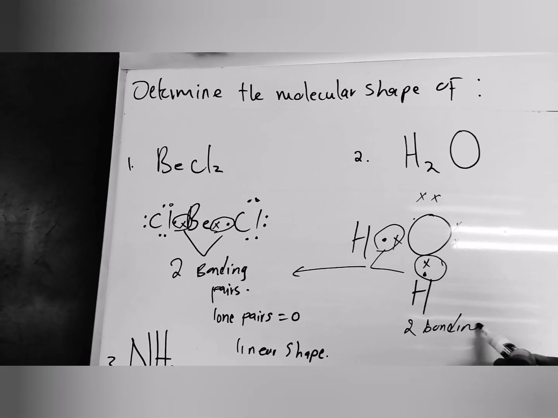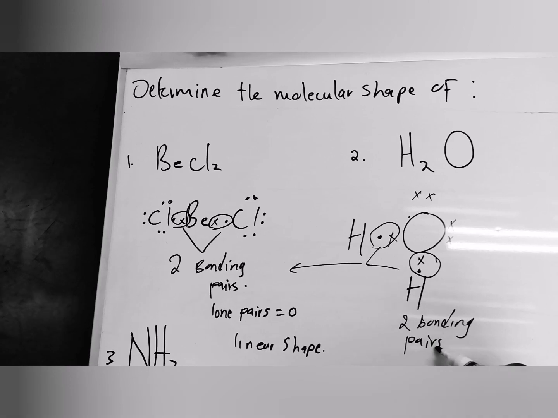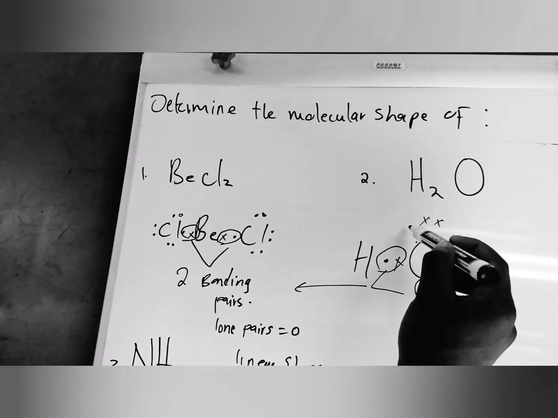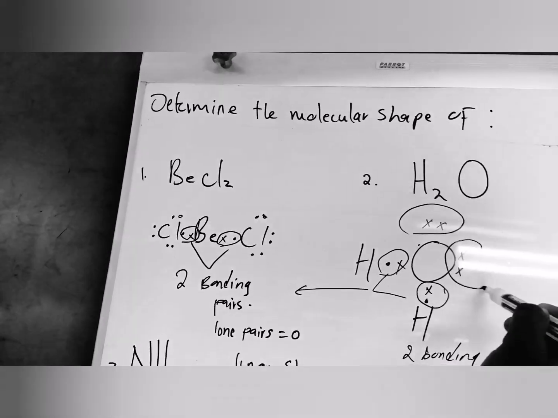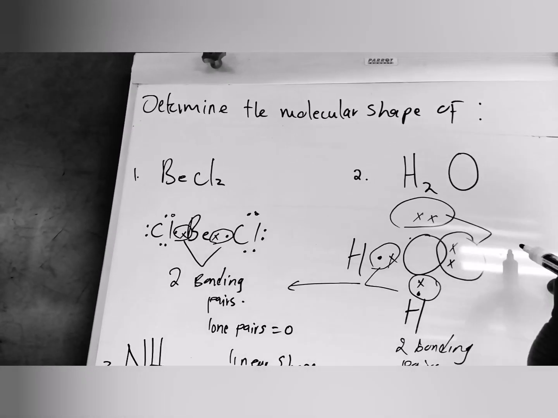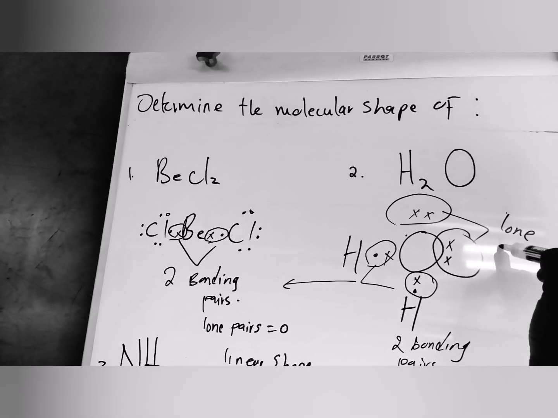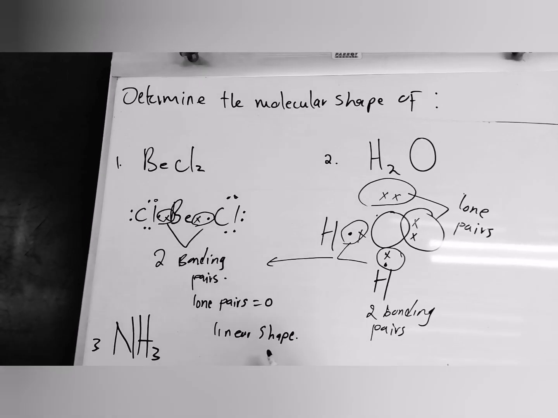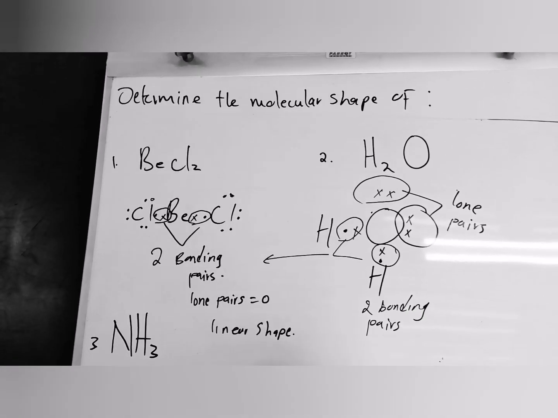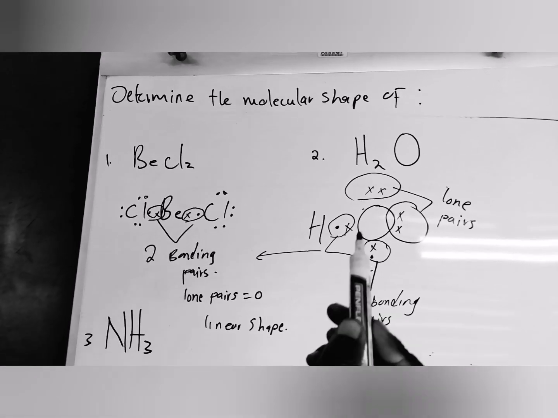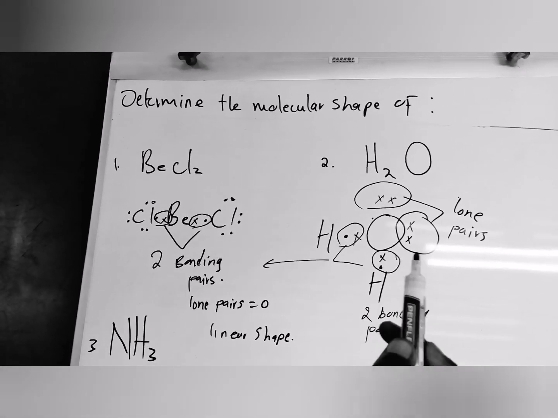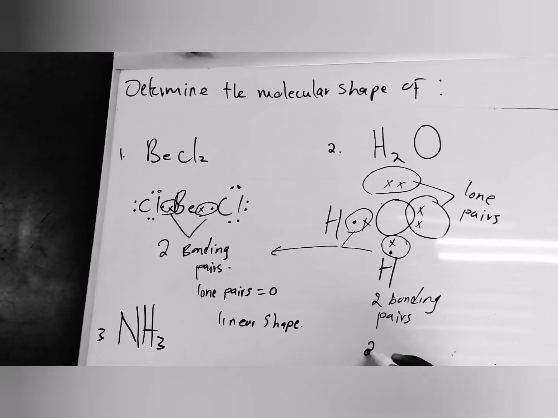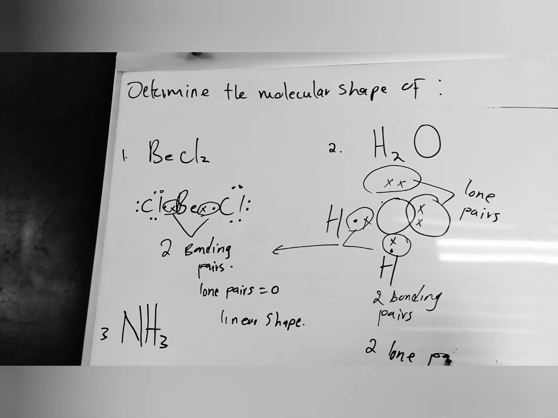Make sure that you understand what I'm saying. If you do not understand, make sure that you pause the video, then you listen. Then these are lone pairs. These are unshared electrons, which we call lone pairs. So we have 2 lone pairs and 2 bonding pairs, not 4 lone pairs. Therefore, when you check on that table, you get the shape of this molecule being bent or angular.